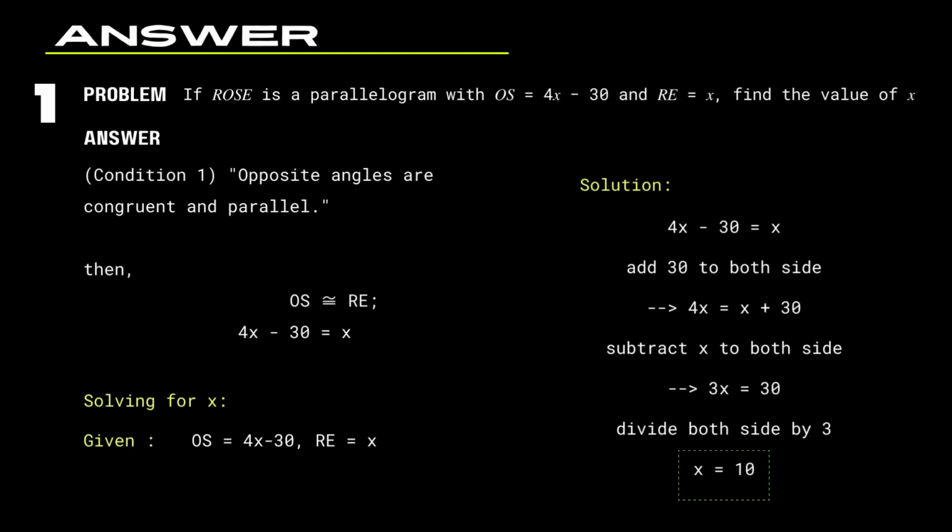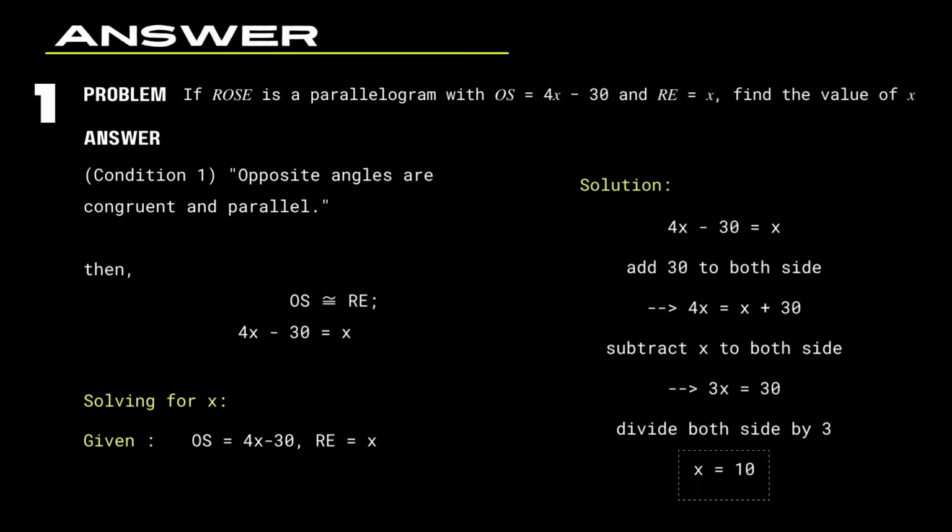For our first problem, if ROSE is a parallelogram with OS equal to 4x minus 30 and RE equal to x, find the value of x. To answer, we first identify which condition or property applies with the given values, which here is condition 1. This leads us to the statement: if ROSE is a parallelogram, then OS would be congruent to RE.